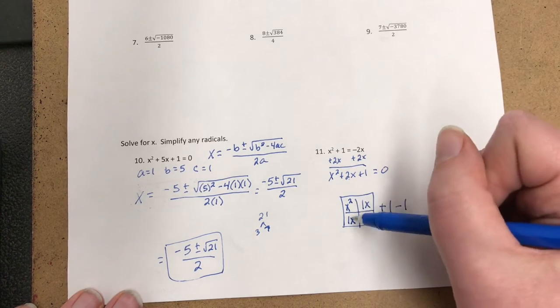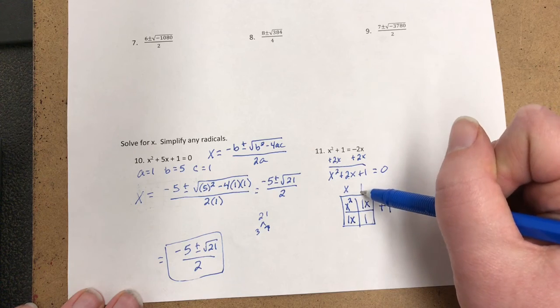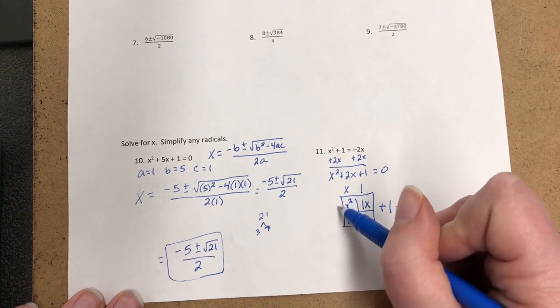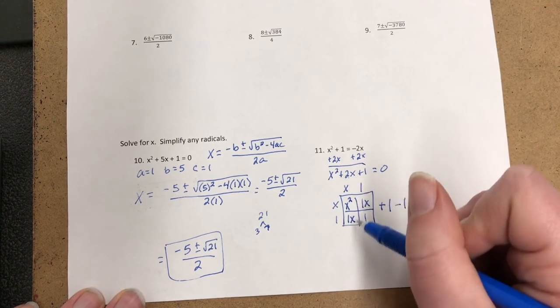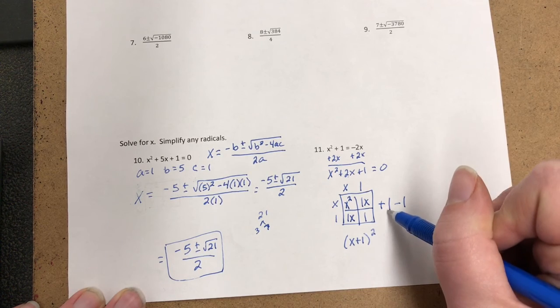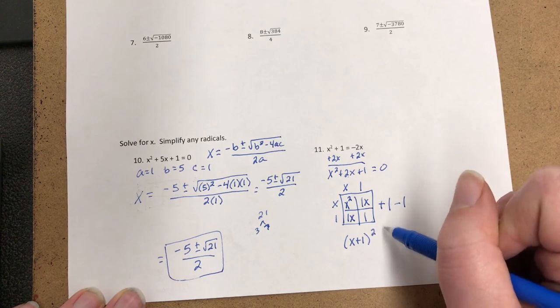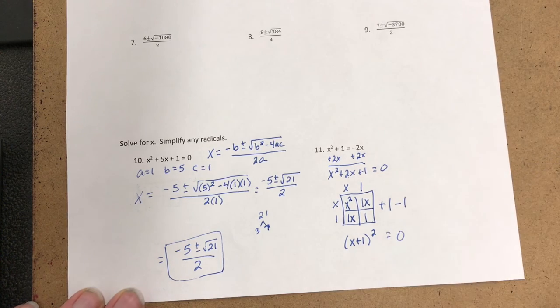So now these two boxes have an x in common. These two boxes have a 1 in common. These two boxes have an x in common. These two boxes have a 1 in common. So I get x plus 1 squared. And then plus 1 minus 1 would be 0. So I'm not even going to bother writing that. And I know this has to equal 0.